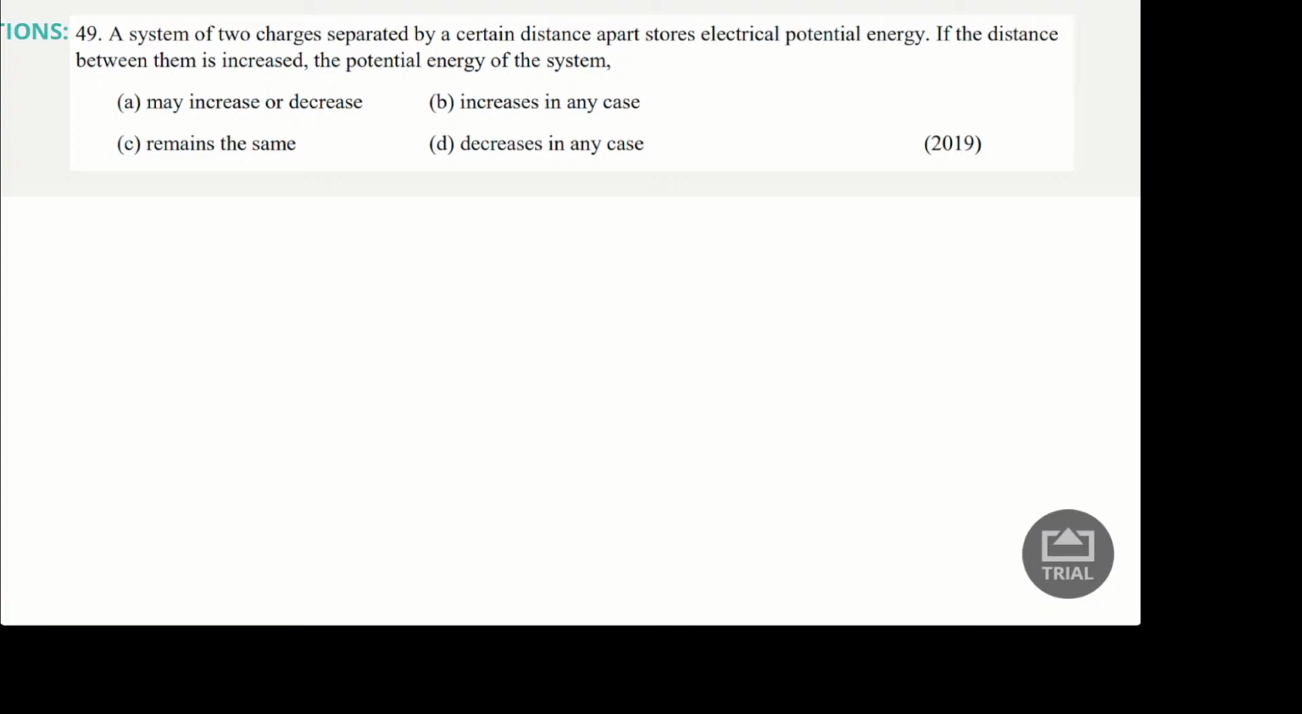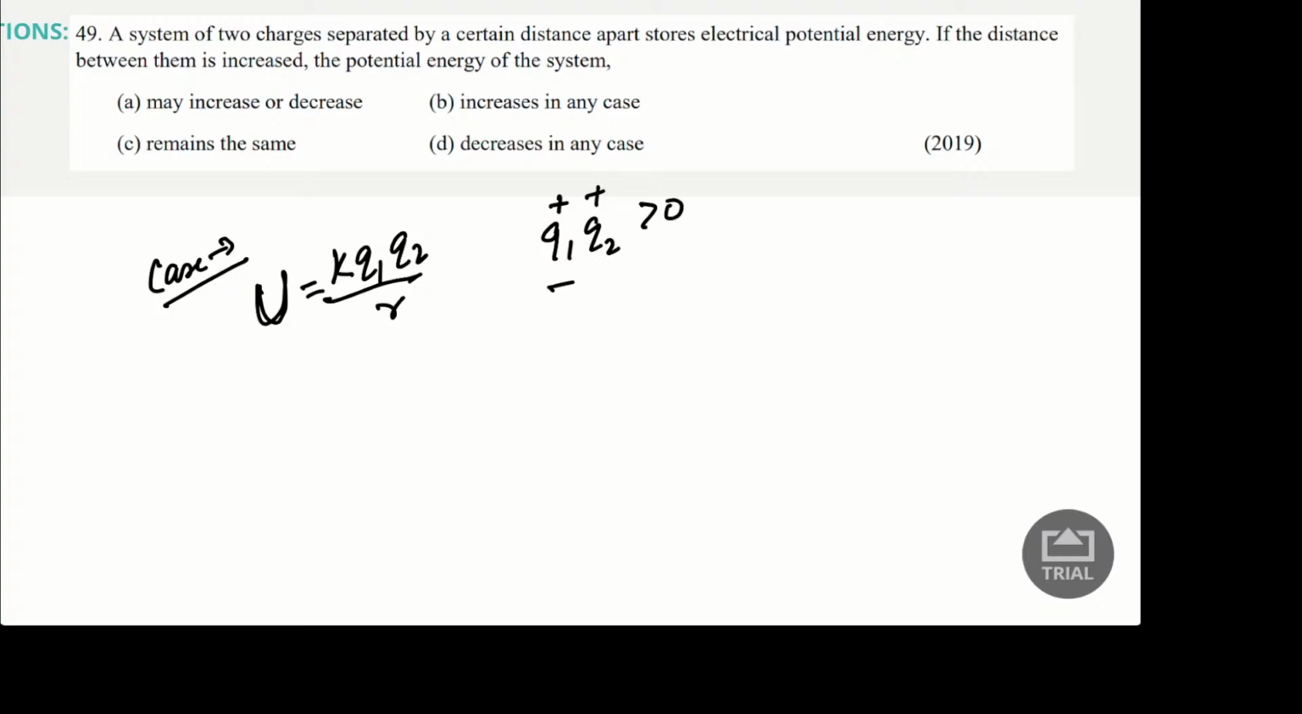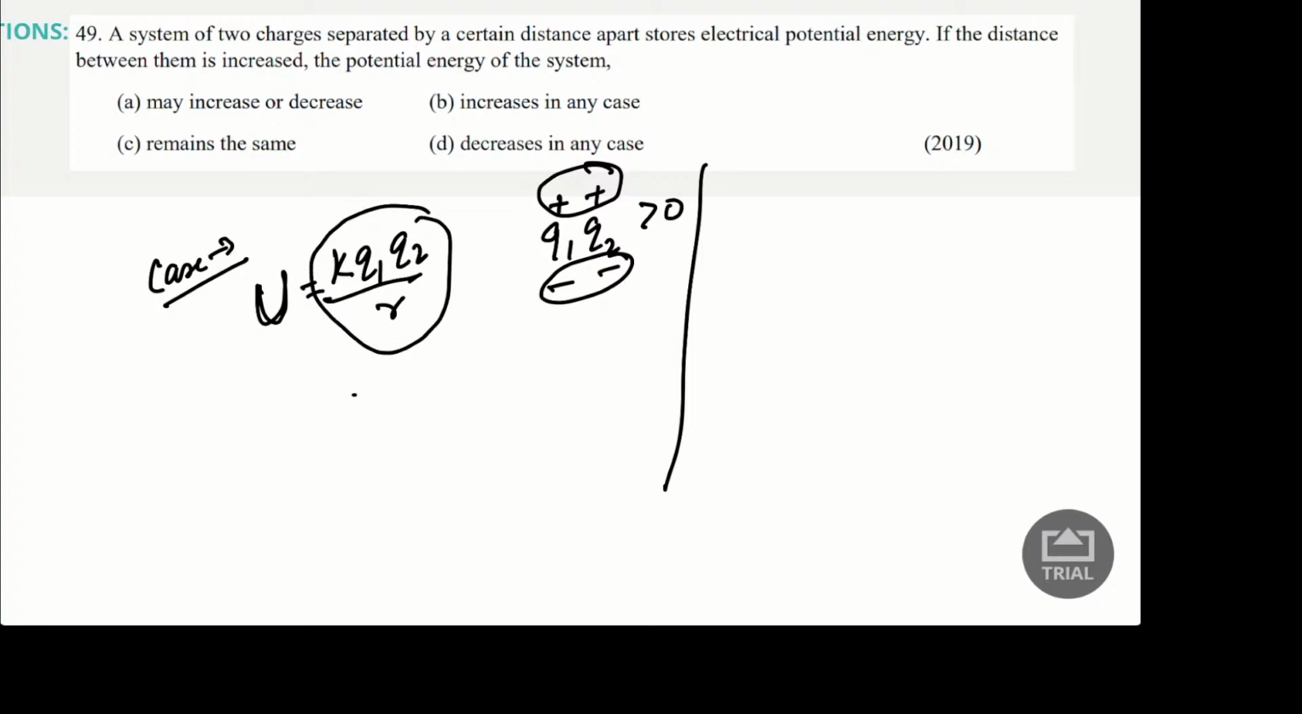First thing, you should know the formula. They're asking for potential energy. So what is the potential energy formula? Potential energy U is equal to K Q1 Q2 by R. Correct. Now, in case 1, take it that both Q1 and Q2 are either both positive or both negative. We don't know which. So in this case the product Q1 Q2 is greater than 0, so this whole value will be positive.